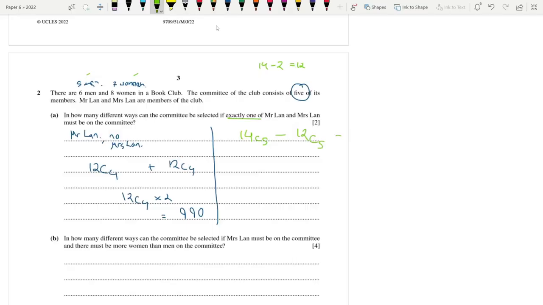And the other scenario is where I take Mr. Lan as well as Mrs. Lan. So I've taken 2 people already from the 8. Now I can choose 3 more from the remaining 12. So it's going to be 12C3. So this is with Mr. plus Mrs. Lan, and this is without Mr. plus Mrs. Lan, and this one is the total number of ways. So that gives us an answer of 2002 minus 220 minus 792, which is 990. Okay, that's the other way.